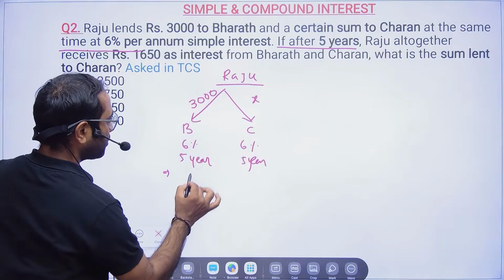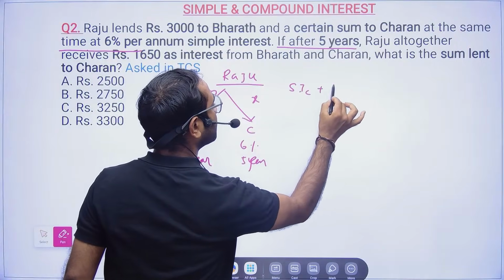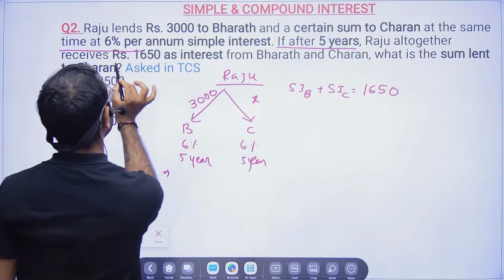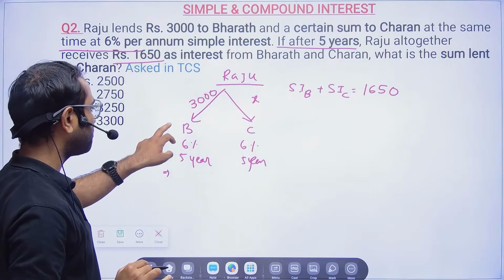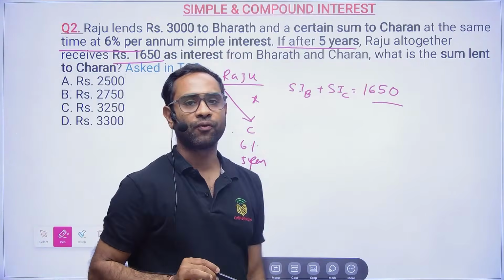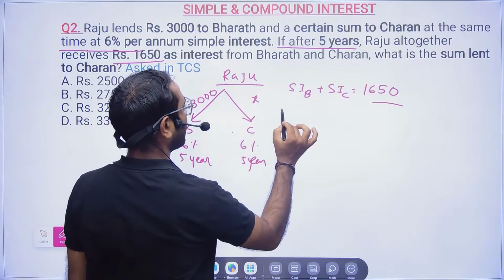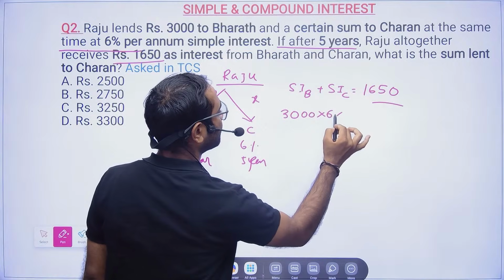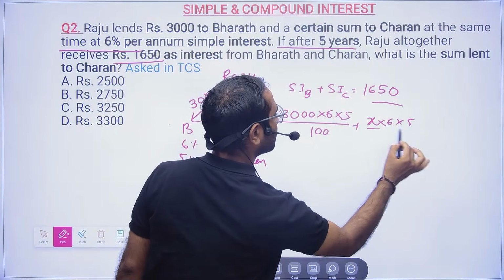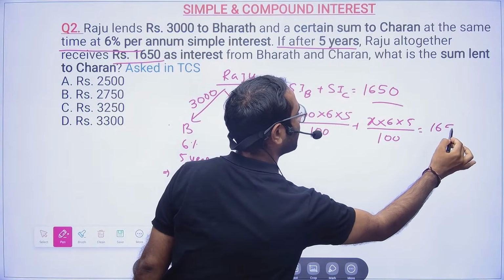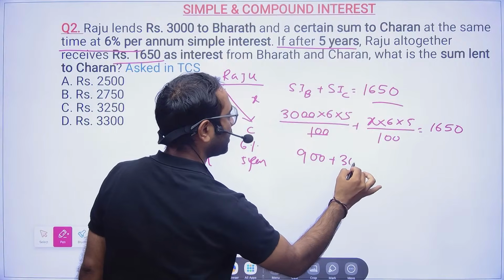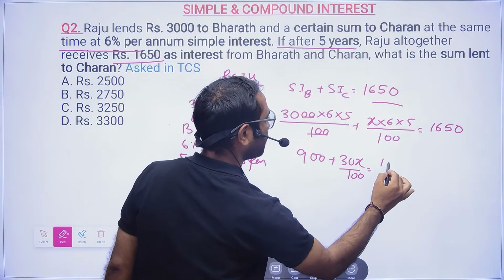Now it's very simple. So calculate simple interest for Charan and simple interest for Bharat, and both together is nothing but 1650 rupees. So Raju is giving money to Bharat and Charan for 5 years at 6% interest, and after 5 years he is getting 1650 as a total interest. So Bharat 3000, 6% 5 years divided by 100, plus Charan, we don't know, x rupees, 6% 5 years, and total is 1650. So this is 900 plus 30x by 100 will be equal to 1650.